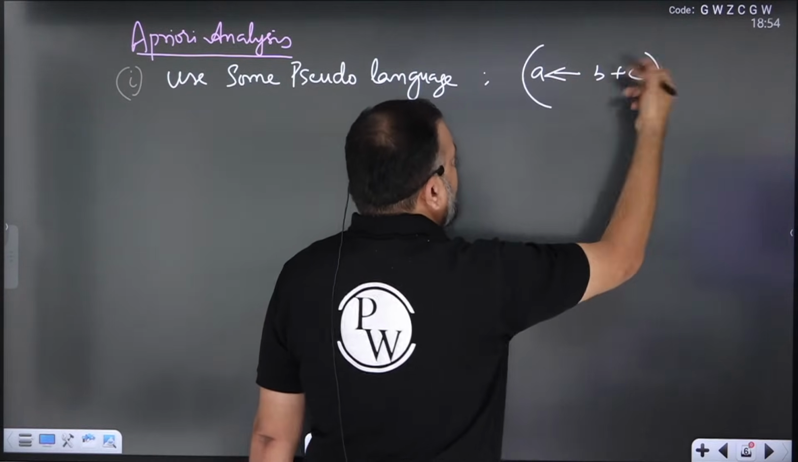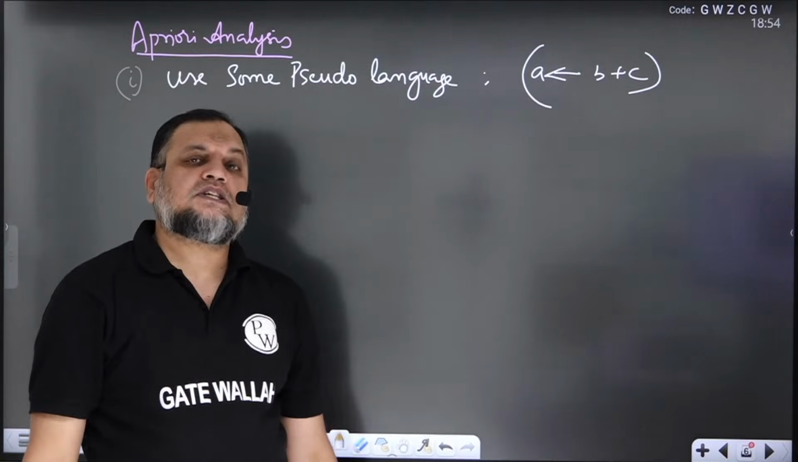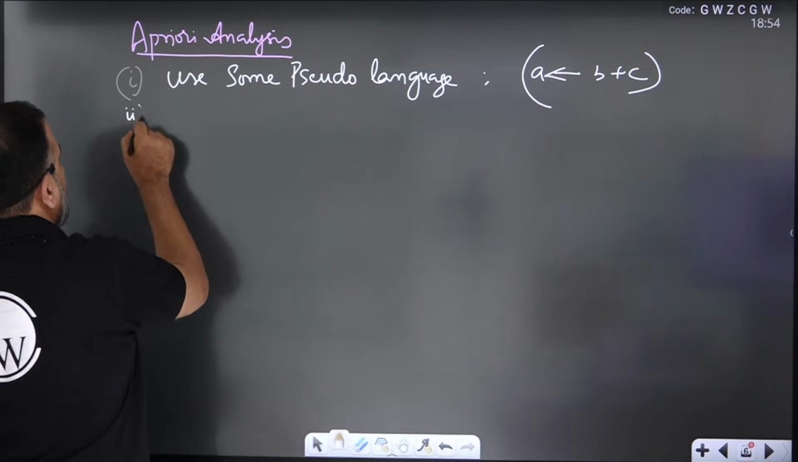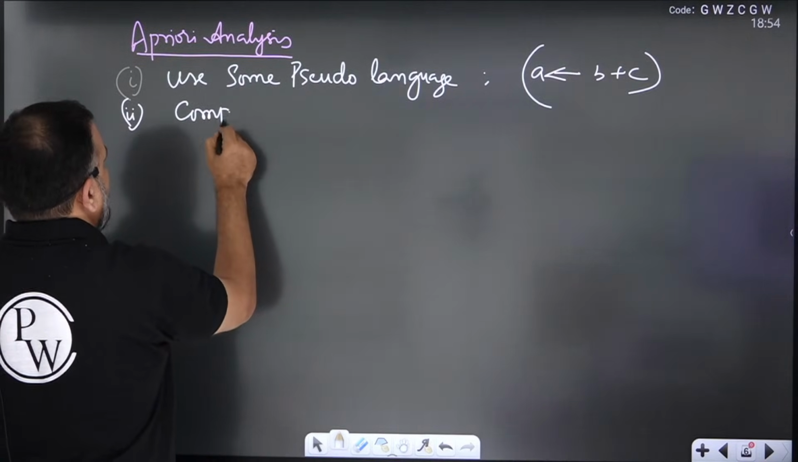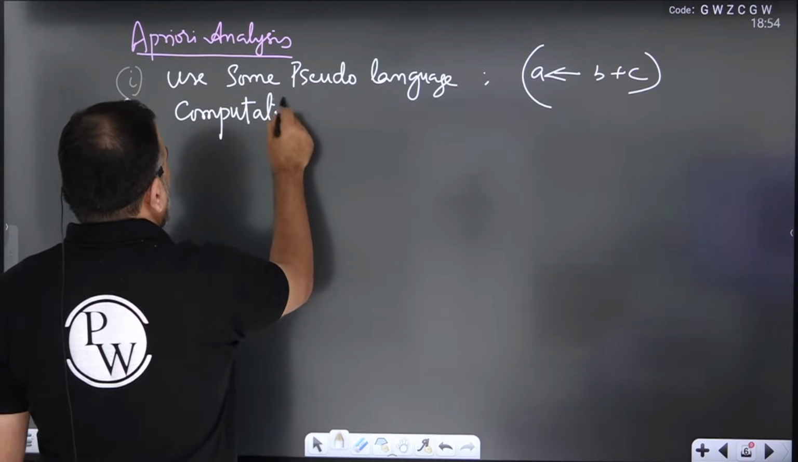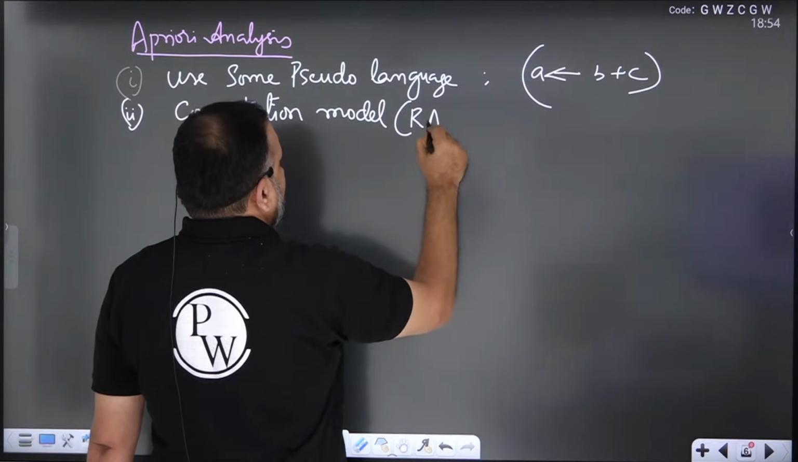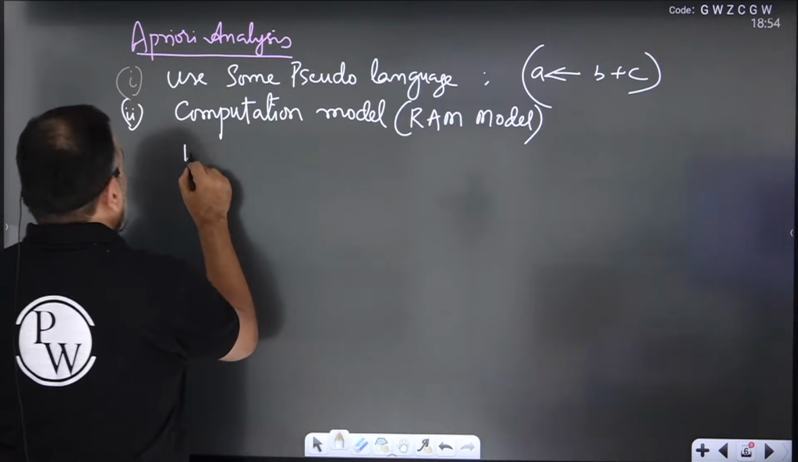This is a particular language, a pseudo language, where you write the steps of the whole algorithm. Express your algorithm using some pseudo language. Let us assume the existence of some computational model, computational machine, a mathematical model of a computer, which we call the RAM model, within which the algorithm executes.